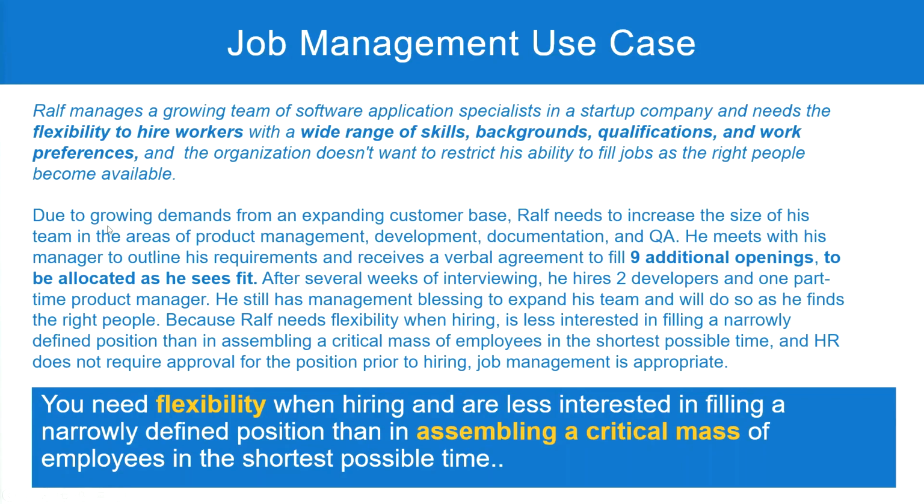So what needs to happen? Due to the growing needs from an expanding customer base, Ralph needs to increase the size of his team in the areas of product management, development, documentation, and QA. He meets with his manager to outline his requirements and receives a verbal agreement. You see a verbal agreement to fill 9 additional openings, to be allocated as he sees fit.